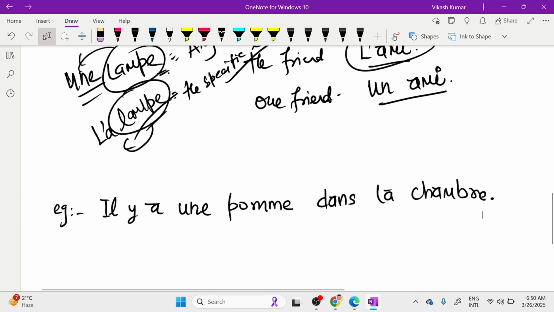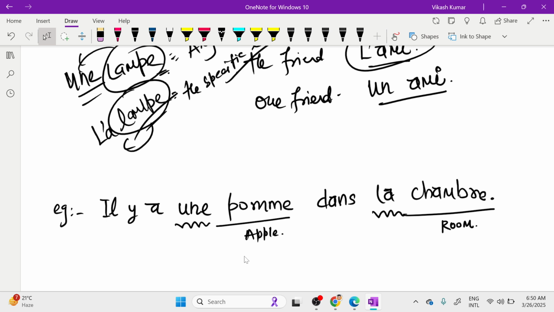Can you see the article here in this sentence? Where is the article? It's une pomme. Anything else? And la chambre. Chambre basically means room, and pomme basically means apple. So il y a une pomme dans la chambre. There is one apple in the room, for example.